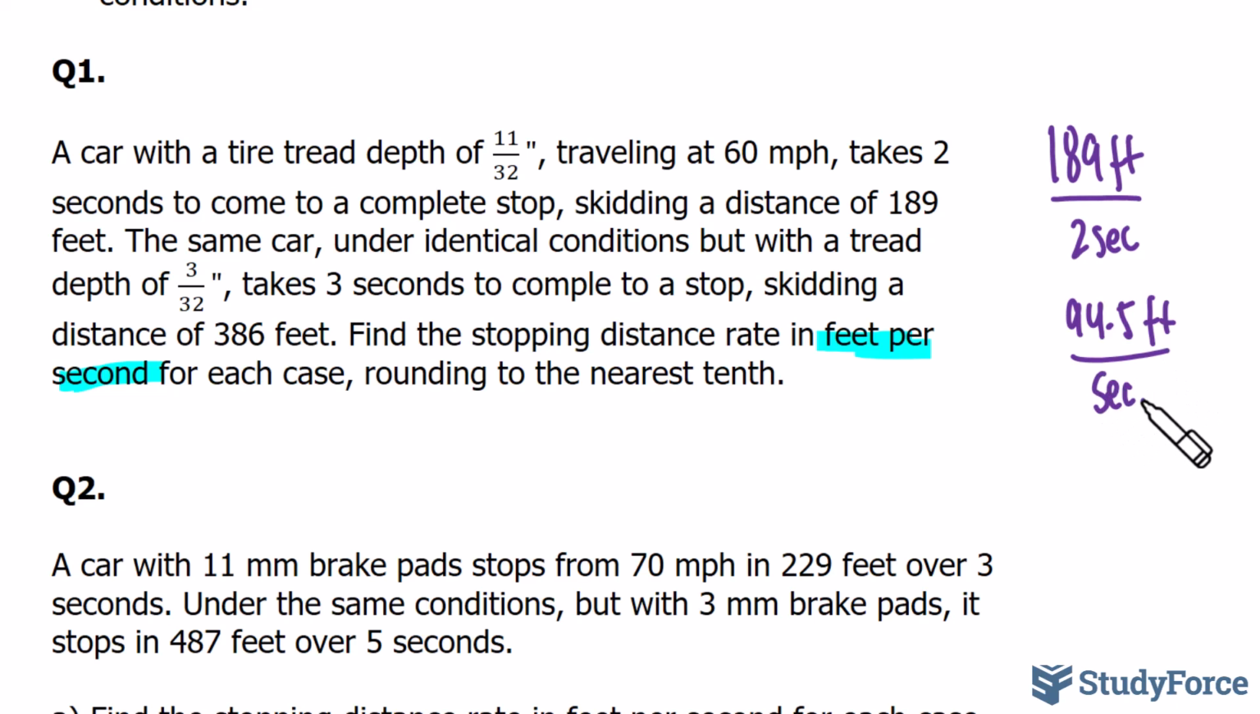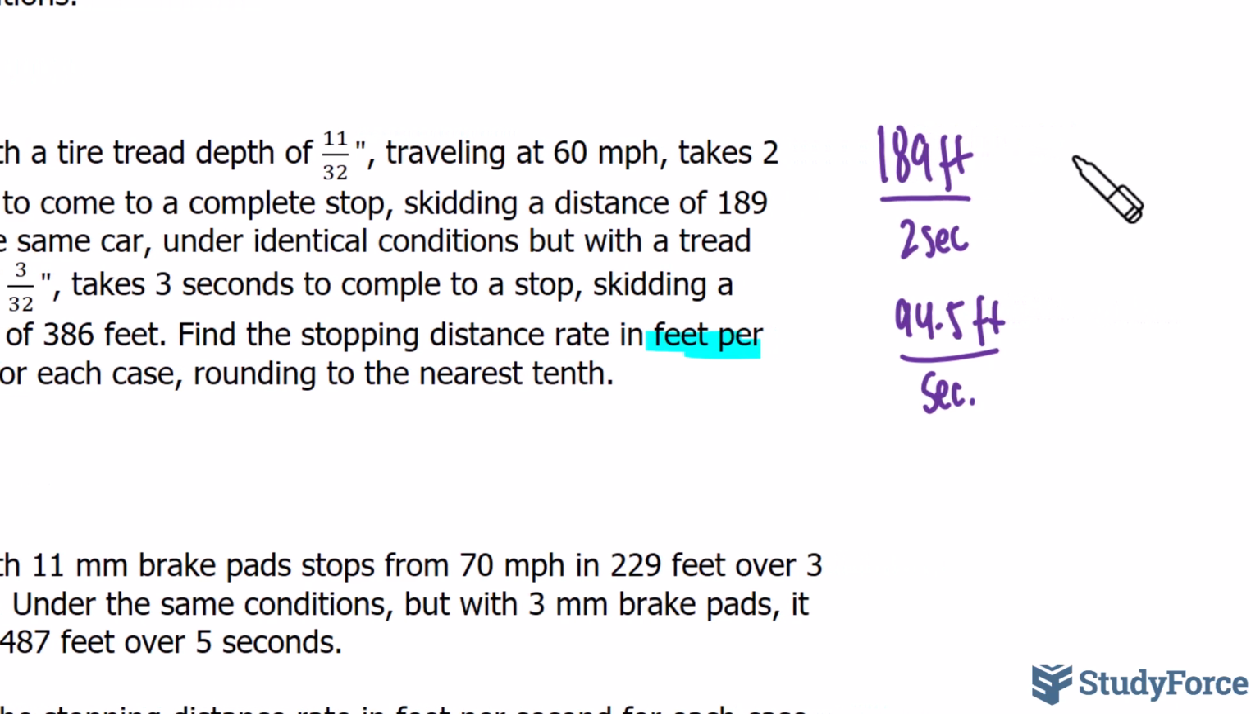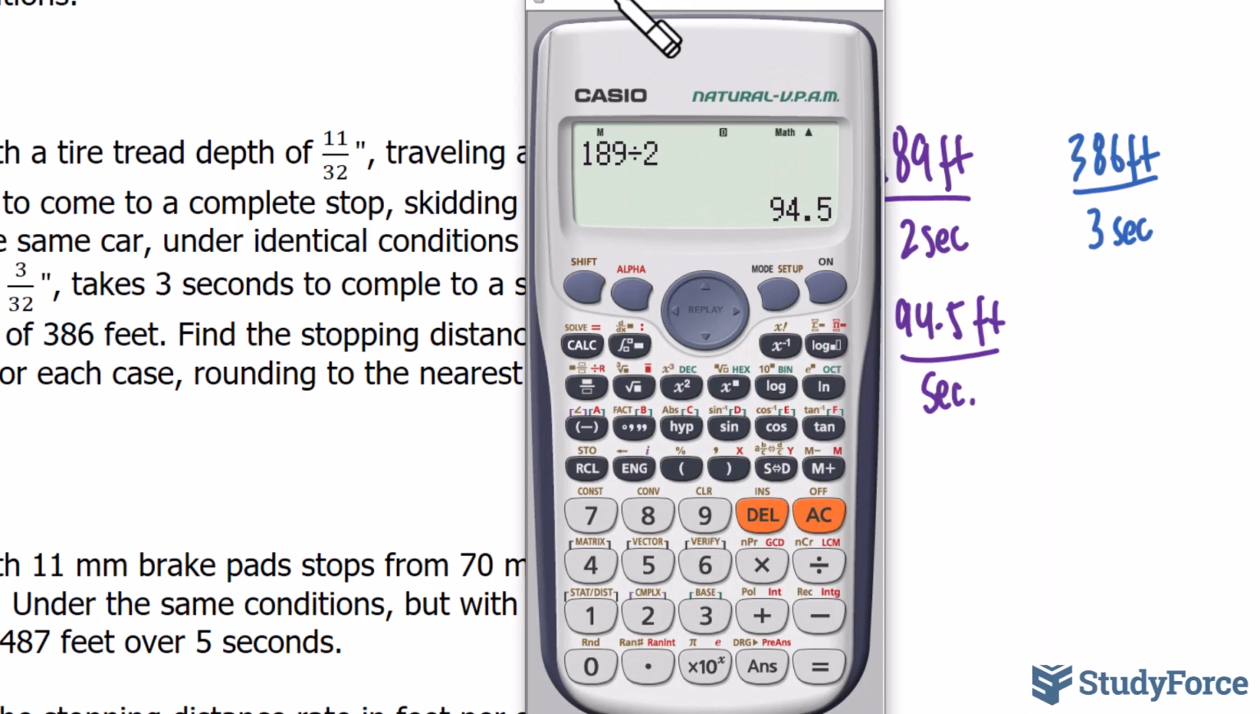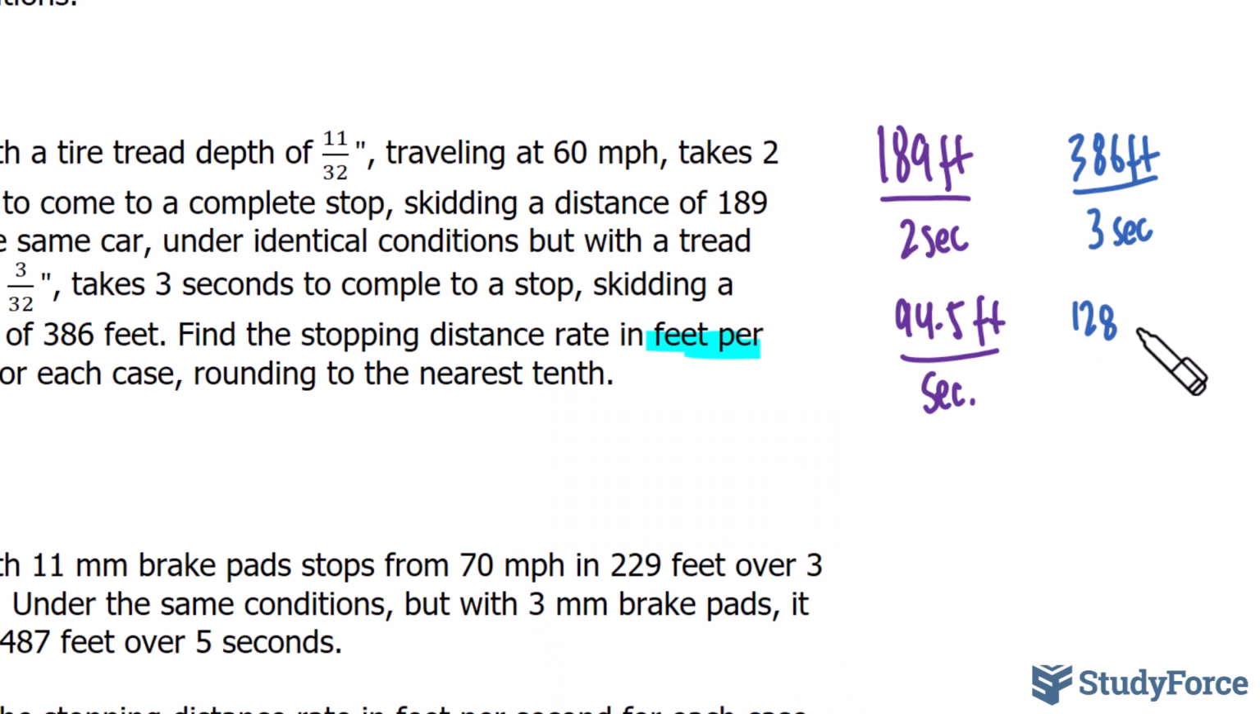In the second situation, the tread depth was a lot smaller, so these tires are worn out. And in this case, it skids 386 feet per 3 seconds. Doing the same sort of calculation, where we take 386 and divide it by 3, we end up getting a unit rate rounded to the nearest tenth of 128.7 feet per second. As you can see, the deeper the tread, the lower the stopping distance rate.